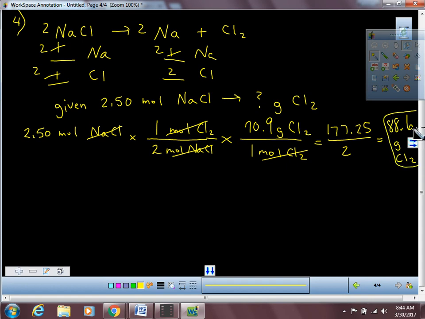88.6 grams of chlorine. Should the bottom number not equal 5? 2 times 1? Don't you take the 2.5 and multiply by 1? Or multiply by 2? It's like saying this is over 1. Okay. That's why. If it helps, do it that way. If you forget. Does that make more sense? Yeah. Other questions on mole mass?